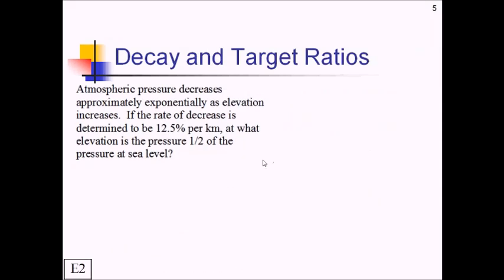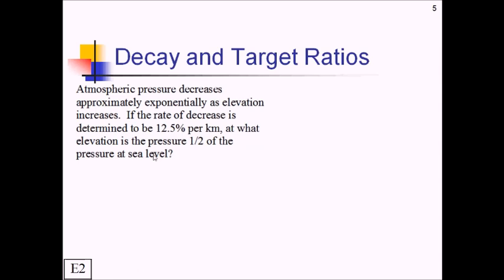Here's another problem. Read this one and then see if you can figure out how to get started. All right, let's see how this went. This is kind of a weird problem because we've got atmospheric pressure and we're decreasing approximately exponentially. So that's already different from the last problem where things were growing. And here we're asking at what elevation is the pressure 1/2 of the pressure at sea level.